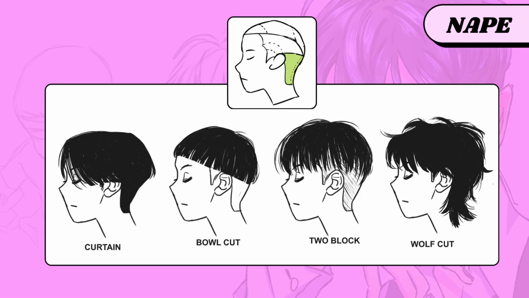Haircuts that focus on the nape create a really cool contrast with the top part of the hair. It makes a clear separation between the fuller top and the nape part with less volume. Curtain, bowl cut, 2-block and wolf cut.